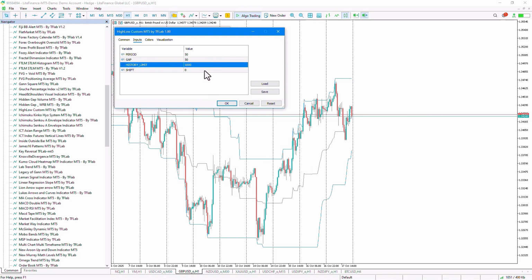And finally, in the last input, we can set the shift value, which determines the distance between the end of the indicator lines and the most recent candle. We can use this parameter to add an offset or delay to the indicator from this section.